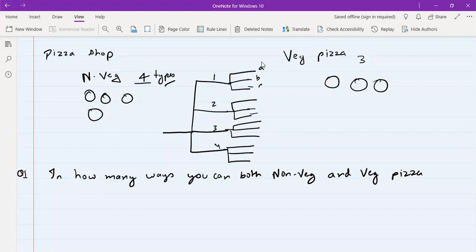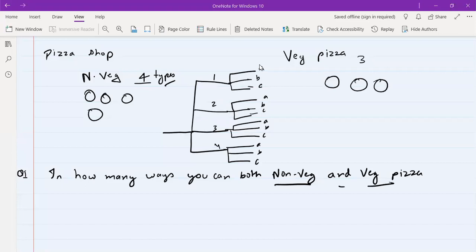This is A, B, C, A, B, C, A, B, C, ABC, right? So total number of options, 12. Got it? Because you have to select one non-veg and one veg. Means you have to select both. Okay, all of you got it? You have to select both pizzas. That's why we have to multiply.